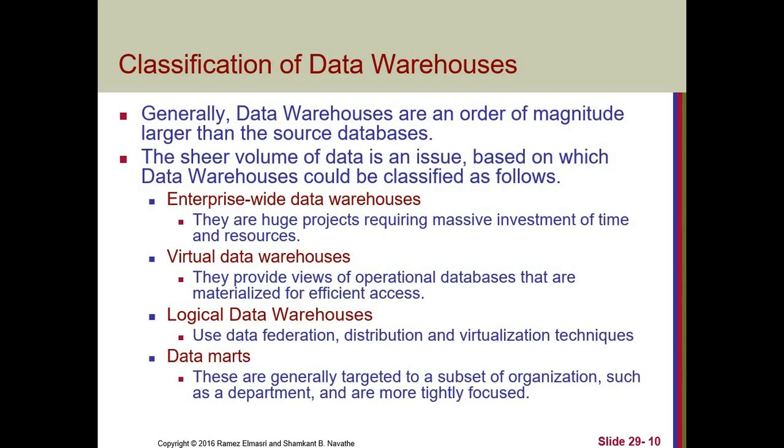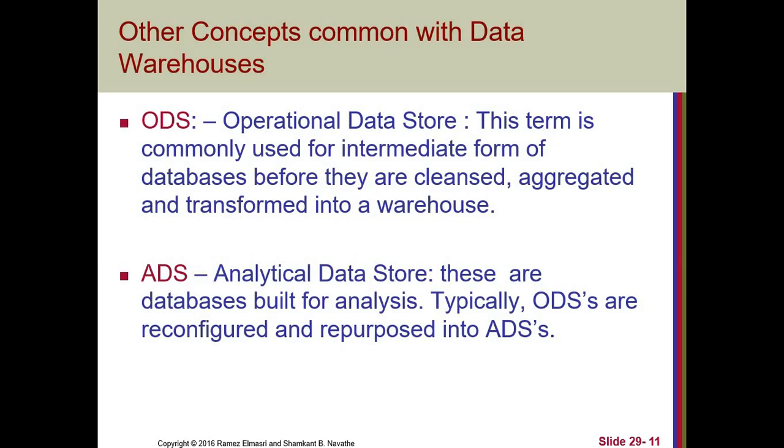There are four commonly referenced types of data warehouses noted here: enterprise-wide data, virtual data, logical data, and data marts. Within data warehousing, you have a quote-unquote middleman available to you in the form of data stores. These may produce only raw data in some cases.